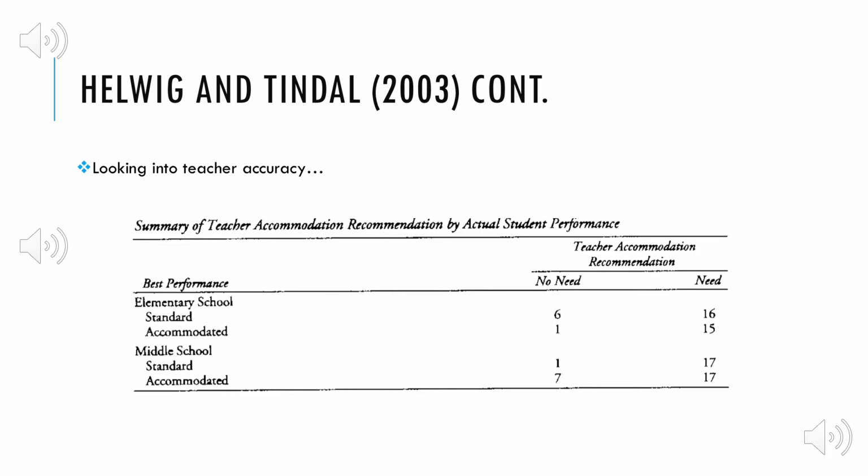So, when we look deeper into the results of this study, we can clearly see that teachers' recommendation for test accommodation was not effective, and it boils down to random guessing at that point because their actual student performance only coincided with correct recommendations approximately half of the time.